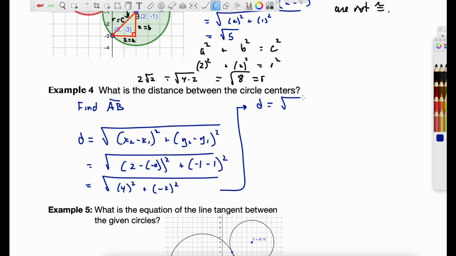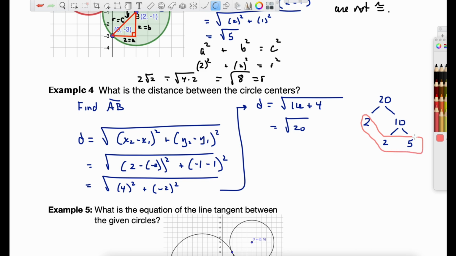D equals the square root of 16 plus 4, which is 20. Okay, so now 20 simplifies. I'll just show you. If we do a prime factorization tree for 20, on the left we're going to take out our prime numbers, so 2 and 10 are factors of 20. Now we do 10. What prime numbers are a factor of 10? 2 and 5. Now these are all prime numbers. So 2 times 2 times 5 is 20.